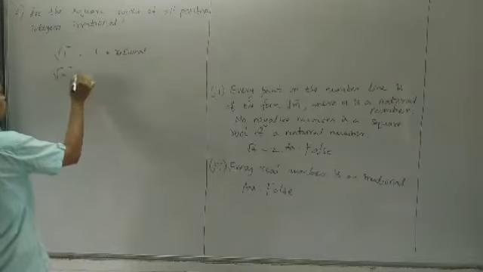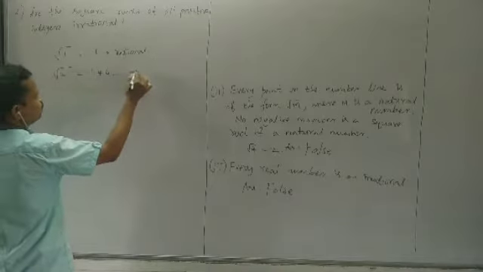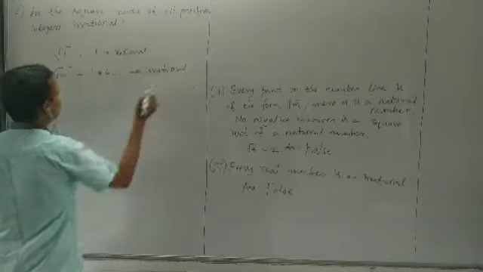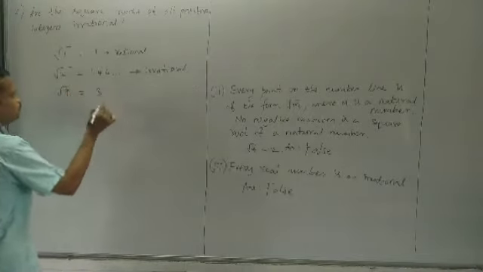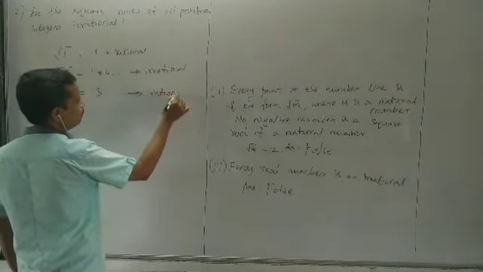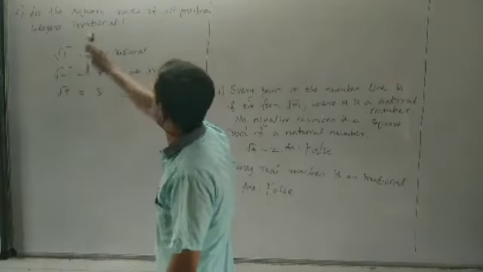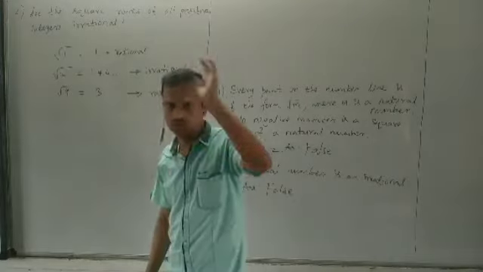Square root of 2 is 1.414, etc. Therefore, it is irrational. Square root of 9 is 3. It is rational. So, the square root of all positive integers. All positive integers means 1, 2, 3, etc. All the positive integers.